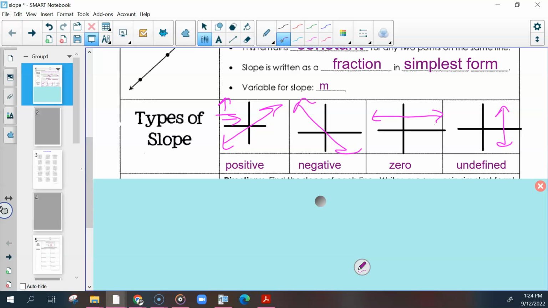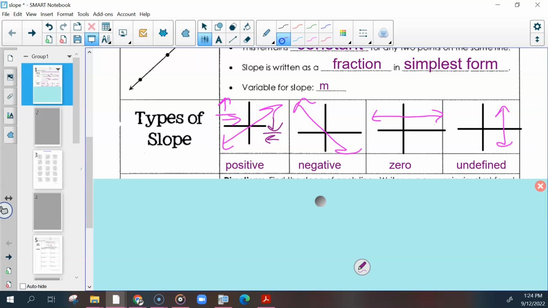But we could also think the opposite. So let's say I'm looking at this right to left. Then I'd be going down and left. Down would be a negative. Left would be a negative. And if I have a negative divided by a negative, I get positive. So either way you look at this, it's still positive. Did you have a question? No. Okay.